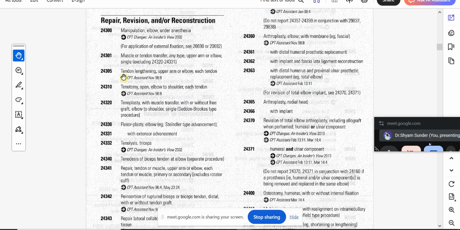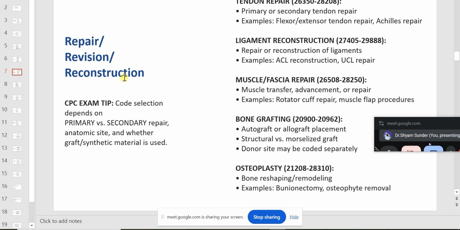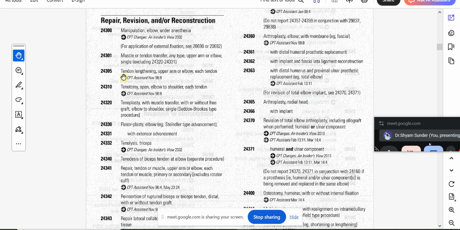Under repair, you not only find the simple stitching, but also even joint replacement, extensive procedures like joint replacements. So what are the possible joints where replacement is done usually? Every joint can be replaced. So that's the reason you have ports.